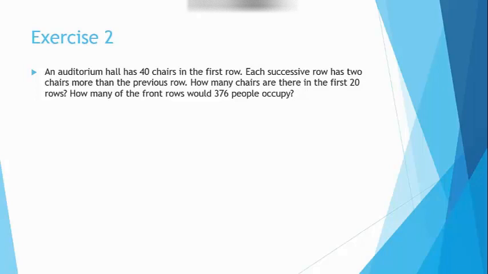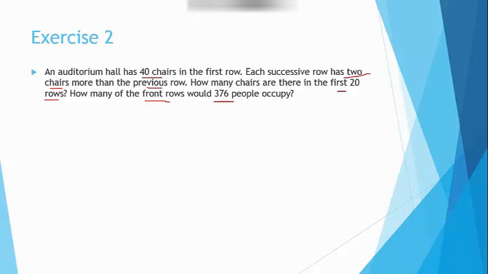So this question involves some more steps, as there are two questions joined together in this big question. So let's break the question into pieces. First, we'll underline the important keywords. The auditorium has 40 chairs in the first row, and each successive row has 2 chairs more than the previous row. So how many chairs are there in the first 20 rows? So that is one question. And how many of the front rows would 376 people occupy?